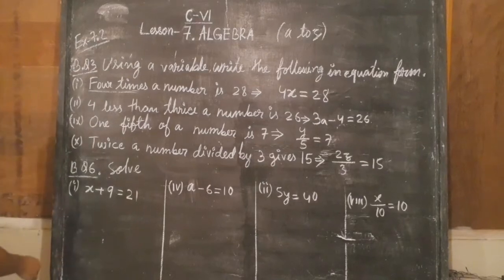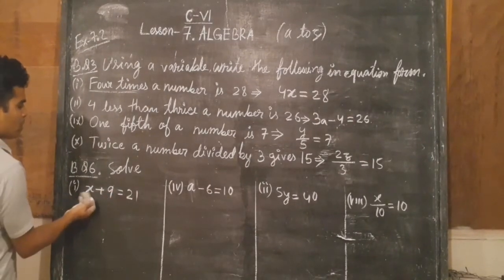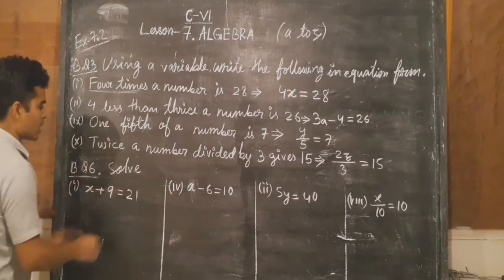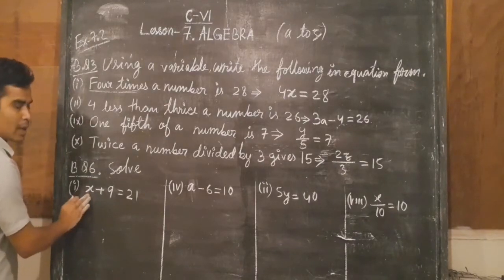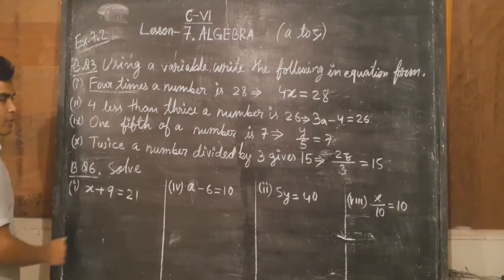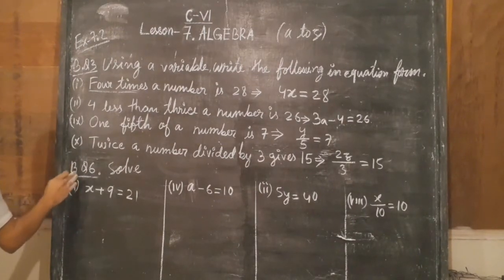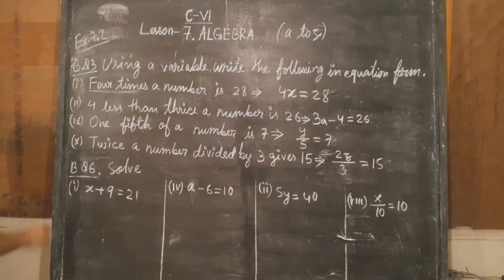Here you can see, here it is 21 but here it is 9. What value will satisfy this equation? Means what value of x will make both sides equal? Here it is 9. We need 12 more here. The value of x will surely be 12. That we can find by using a method. I will show you here. This question I have taken from the textbook, Exercise 7.2 B, question number 6.